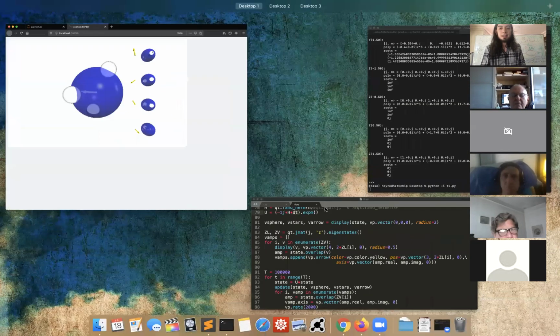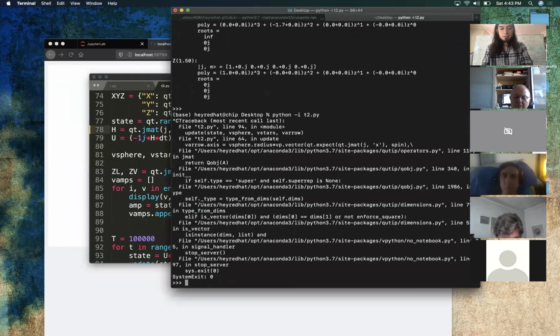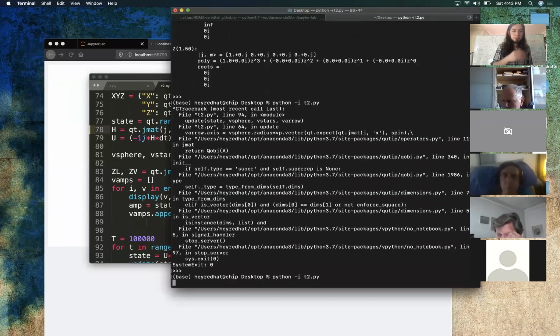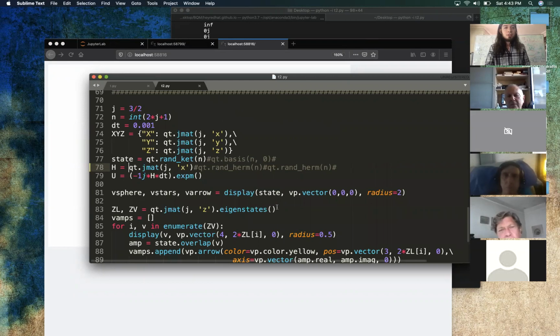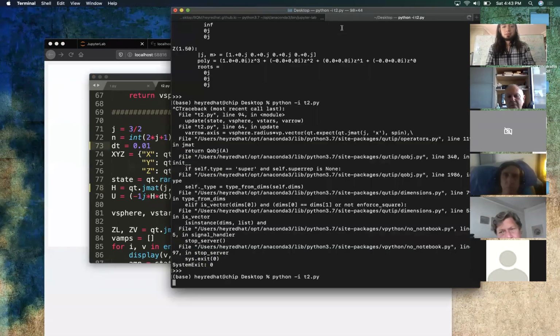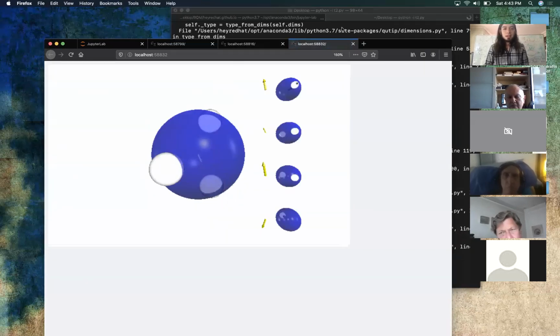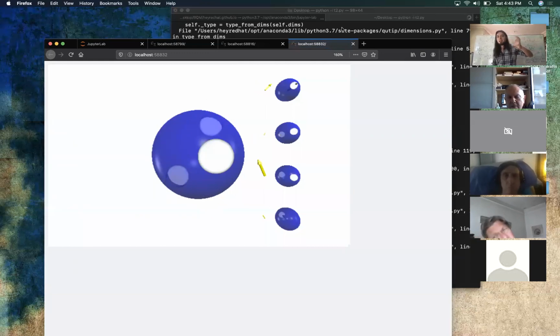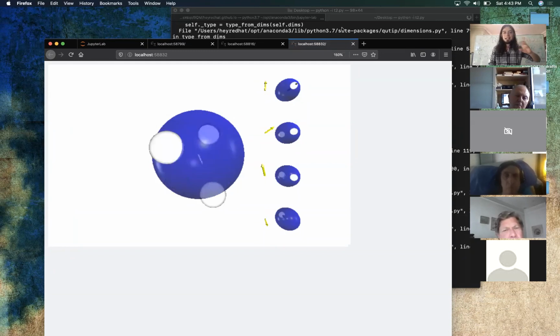Just for fun, instead of just choosing a random Hamiltonian, let's just rotate it around the x direction. Actually, let me also just make it go a little faster. A little lazy looking. Okay, so we're just applying the Pauli X operator for spin 3 halves. We see that indeed it just rotates it around the X direction.